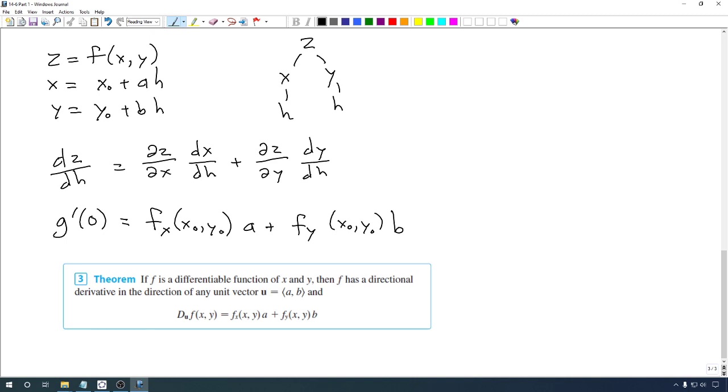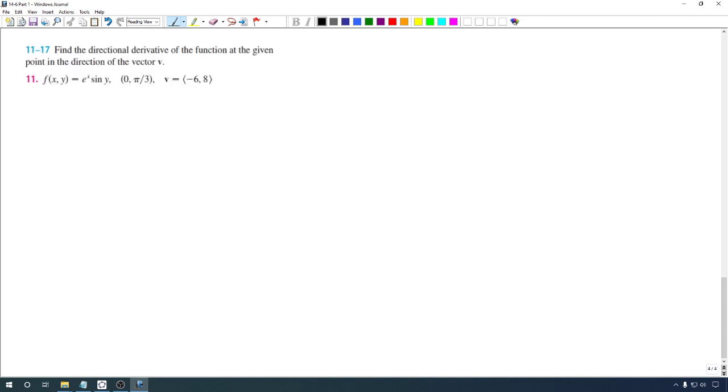Let's look at an example of this. Here we have a function e to the x times sine of y. We have a particular point that we're concerned about, and we want the directional derivative of the function in the direction of negative 6, 8.